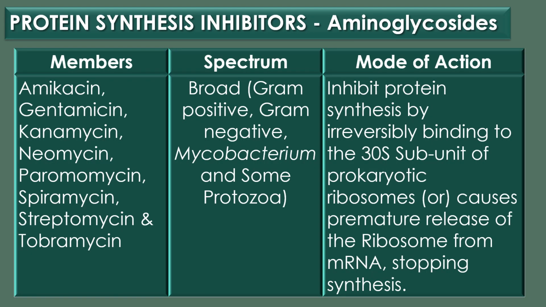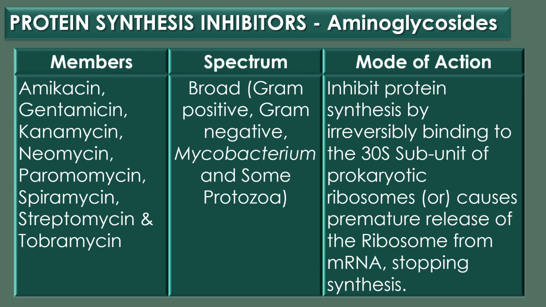The first group of the protein synthesis inhibitor category is aminoglycosides. Under the aminoglycosides, 8 members of antibiotics are present. They are amikacin, gentamicin, kanamycin, neomycin, paromomycin, spiramycin, streptomycin, and tobramycin.